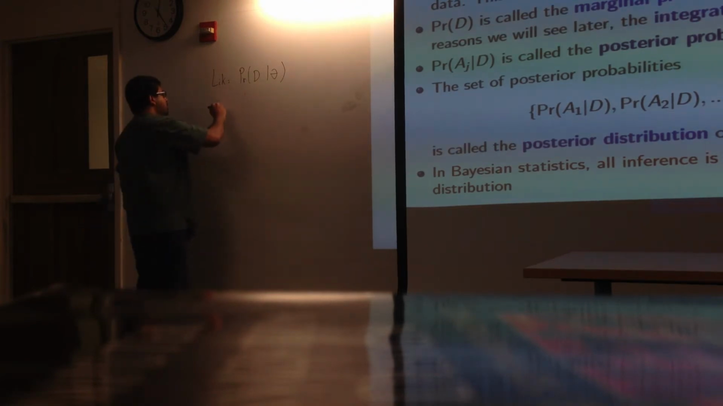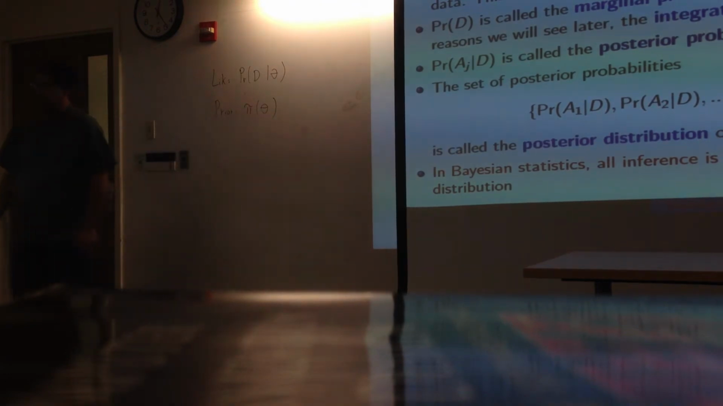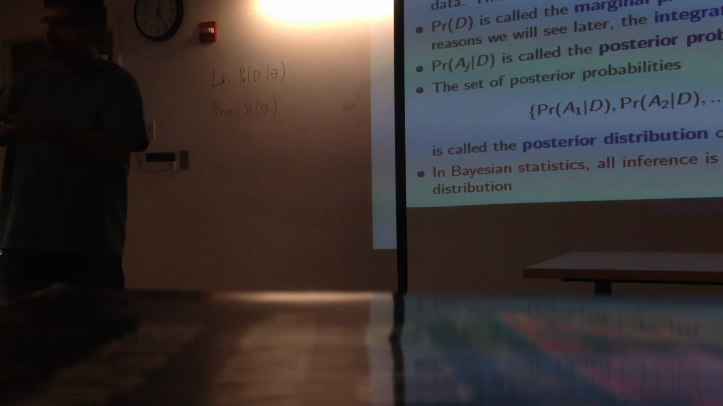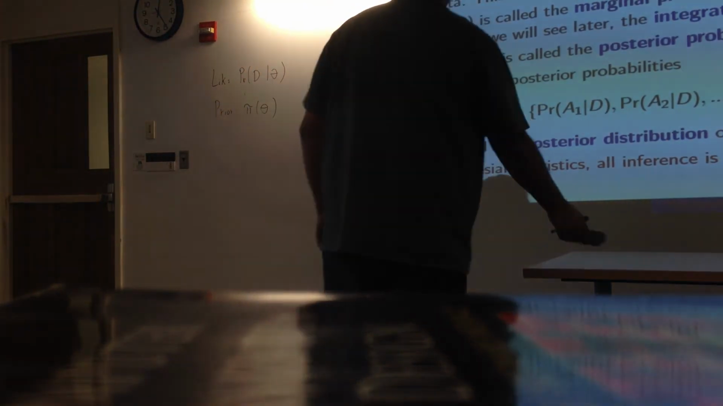Then we have a prior. This is my prior probability of the states of nature, or my parameters, right? In the case of a coin flip, it would be something between 0 and 1, so on and so forth, okay?